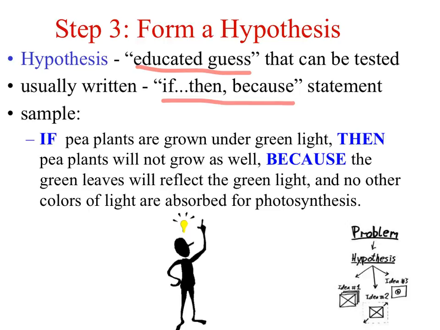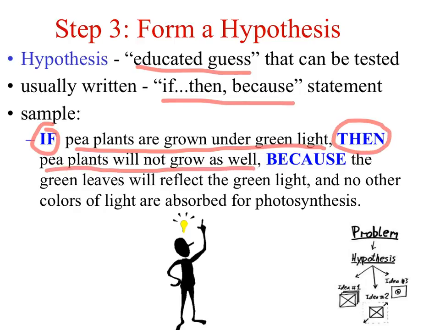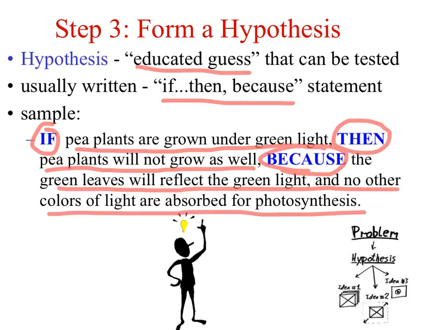So here's mine. If pea plants are grown under green light, if this is done, then this will happen: pea plants will not grow as well. And here comes my logical reasoning: because the green leaves will reflect the green light and no other colors of light are absorbed for photosynthesis. So my research helped me come up with this. So whenever you write your hypothesis, it has to be if, then, because.